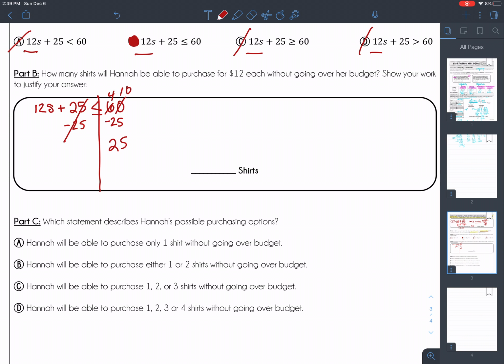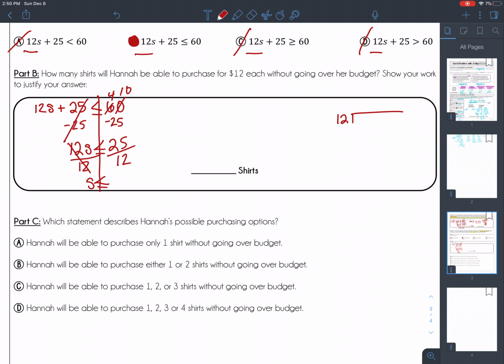we know that when we take the jean money off, she can spend $25 on shirts. And so if they're $12 per shirt and we have to stay under that $25 or exactly that $25, we get rid of the 12 by dividing. And so now we have 25 divided by 12. So S has to be smaller than or equal to whatever 25 divided by 12 is.